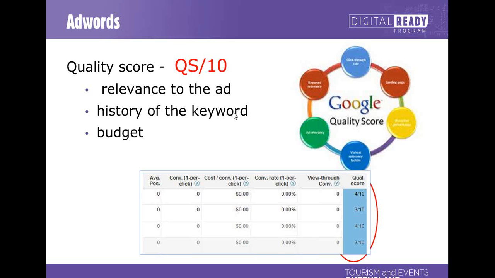The history of the keyword, which is a bit unfair if you're only starting, but if you persevere, and also how long the keyword has been used on Google as well. So the longer it's been used, the longer your ad has been up there, the less you'll pay. And to a degree, your budget influences how much you pay, but that's not the only thing.